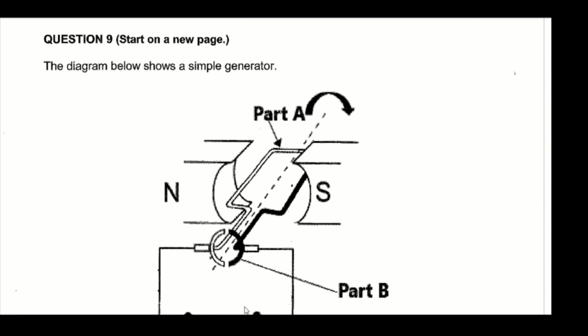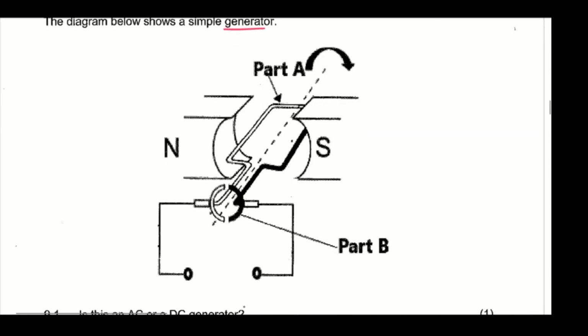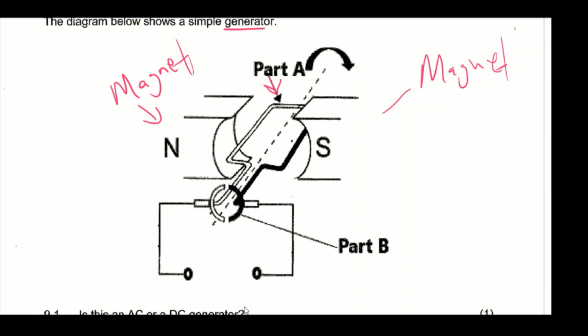We are told that the diagram below shows a simple generator, right? If we just analyze this generator, we can see that this is a magnet, right? And this is another magnet, right? And this part A, you can see this is a coil. So this coil is rotated. Looking at this arrow, it is rotated clockwise. So as it's rotated between these magnets, current is induced, right? So when current is induced, it's going to flow into this circuit here. As you can see, this is a circuit, right?